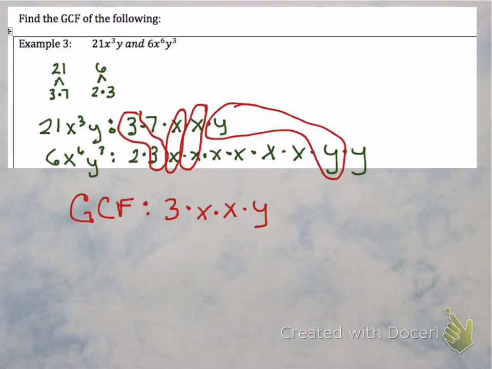Oh, back up. Hopefully some of you were looking at that. I have another factor of x in that numerator that they have in common. So let me fix that. So 3 factors of x and a factor of y. And so their greatest common factor is 3x to the third y.